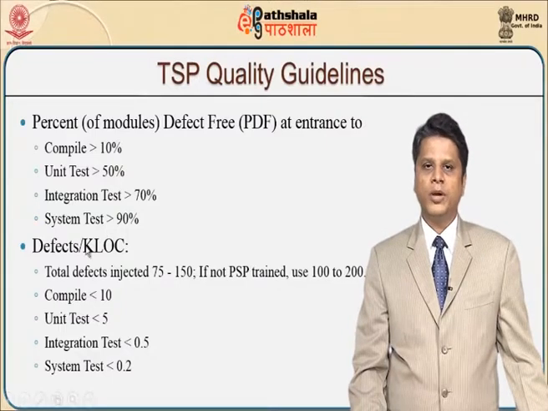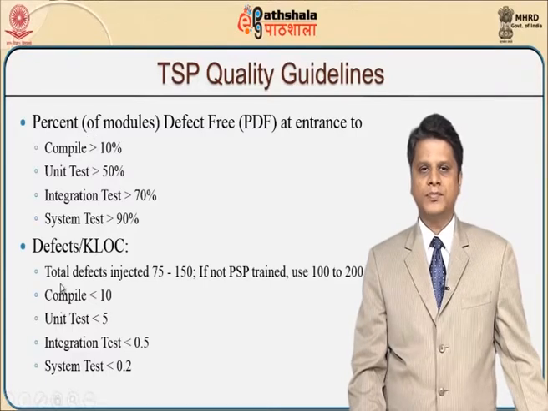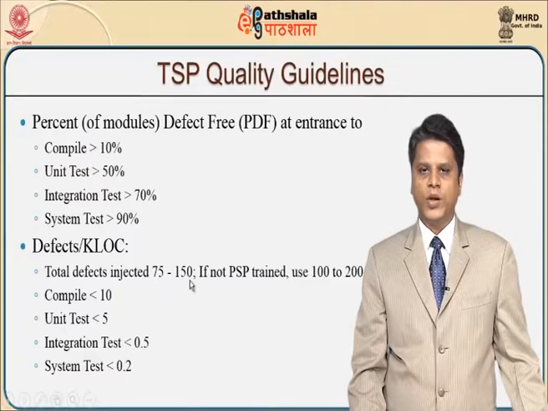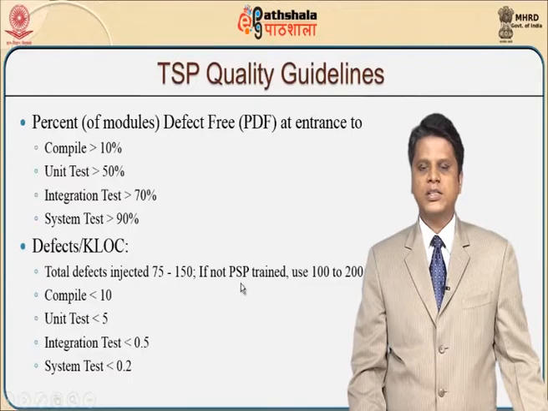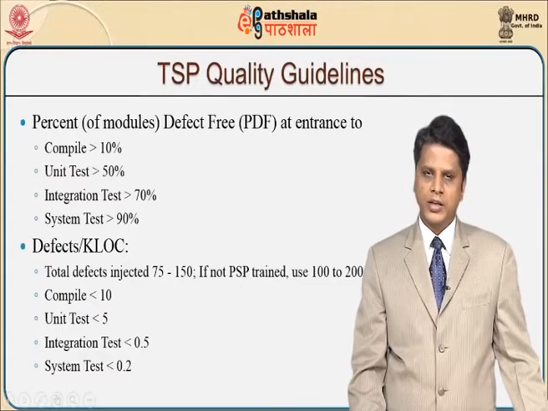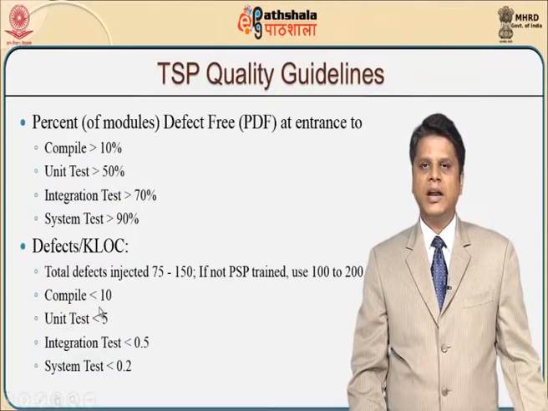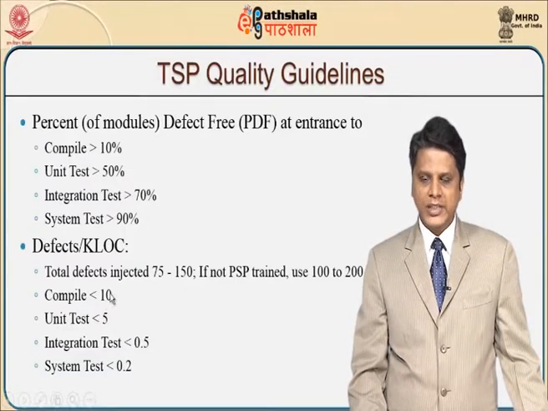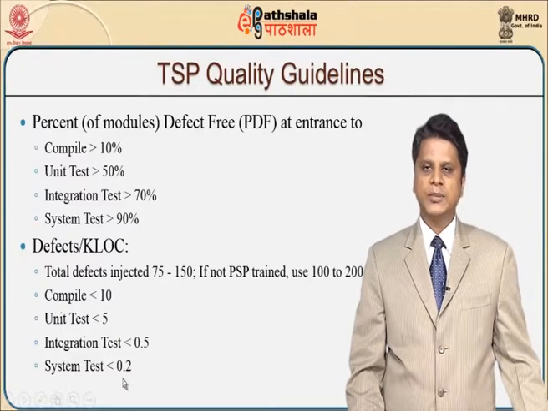And if you look for the number of defects per lines of code, this is an alternate to what we have developed, where the total defects injected will be between 75 and 150, and if a person is not trained in the PSP platform, it will be between 100 and 200, where the number of defects should be less than 10 at the compilation stage. And if you see the decrease of the value after having performed a system test, it will be only 0.2 for every defect or for every line of code that we do.